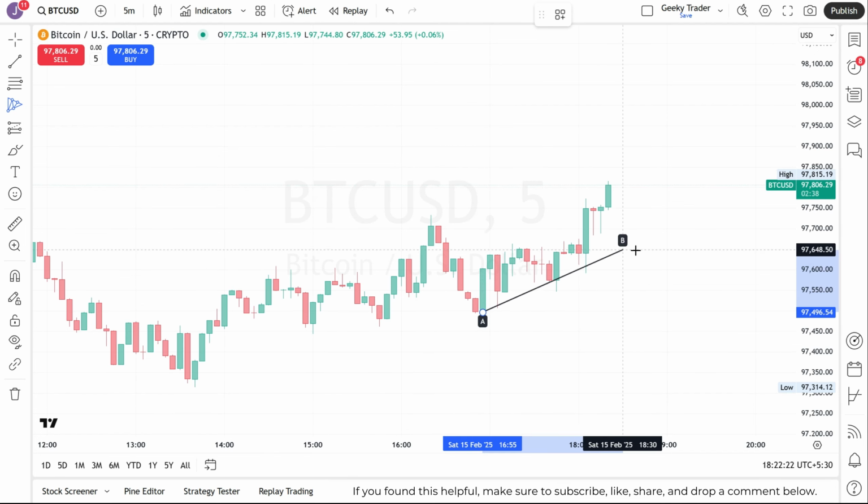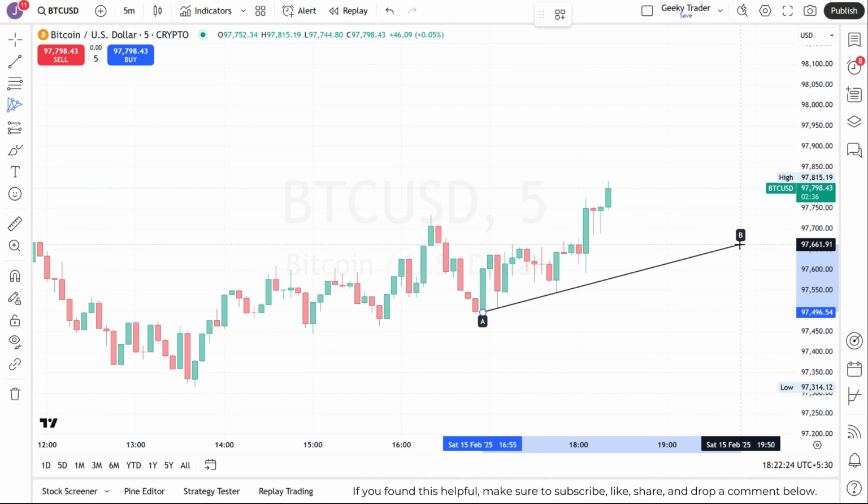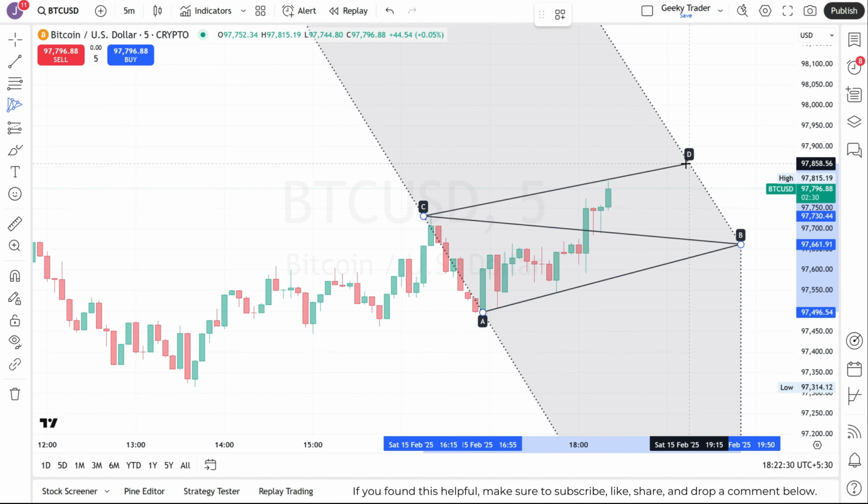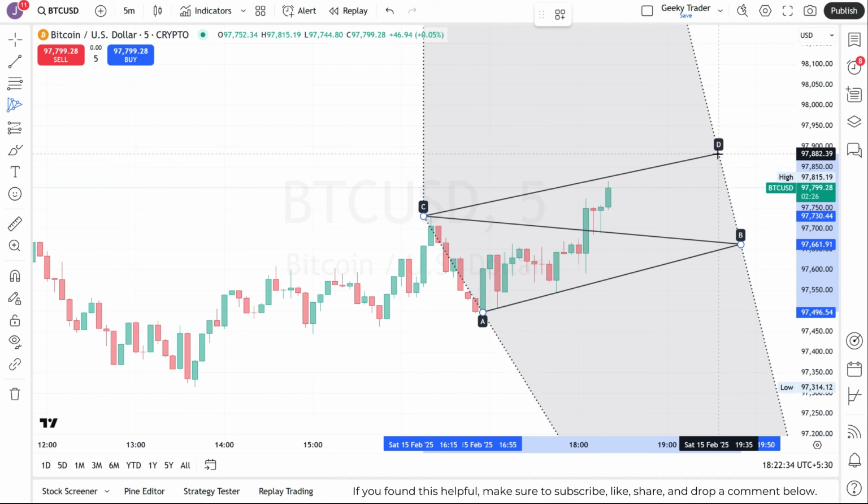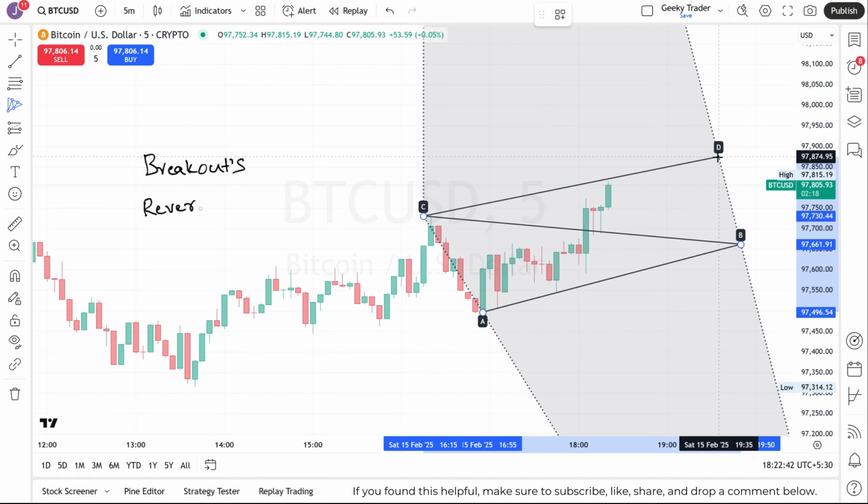Start by drawing a line from the lower lows. This helps us track how the price is trending upward. Then draw another line connecting the higher highs. This will give us a clear structure of the market movement. As you do this, you'll start to see the market forming a pattern right in front of your eyes. This is a key part of our strategy, helping us anticipate potential breakouts or reversals.